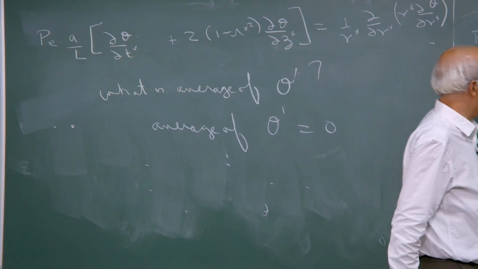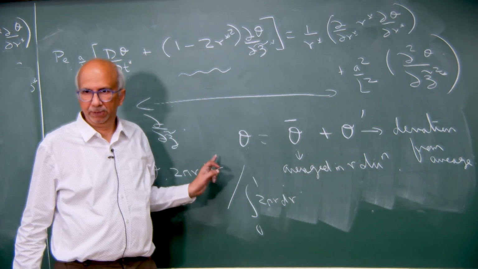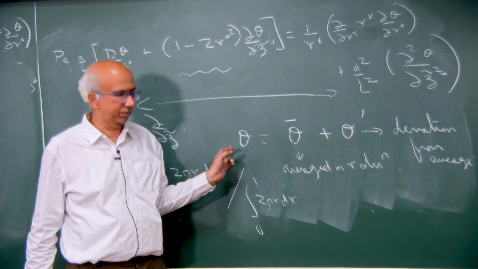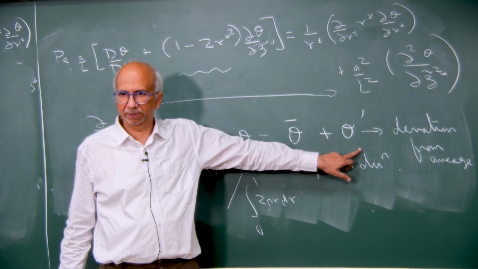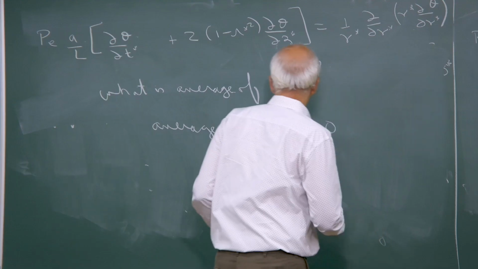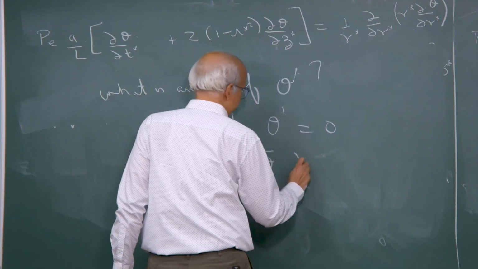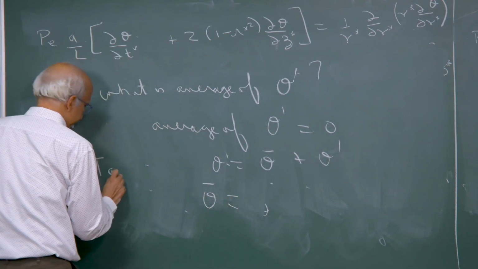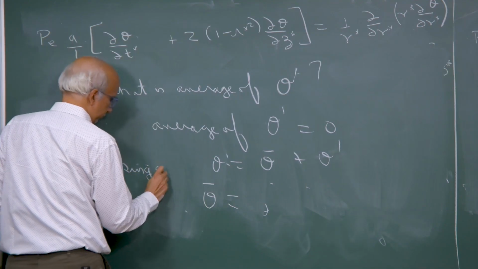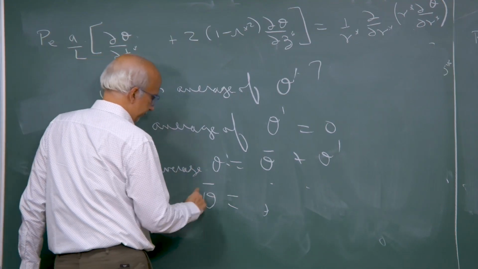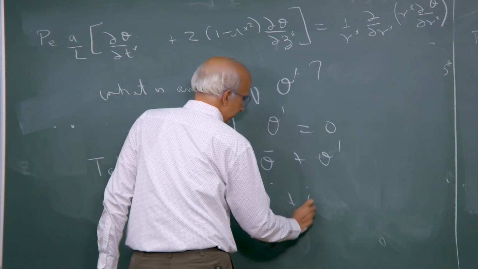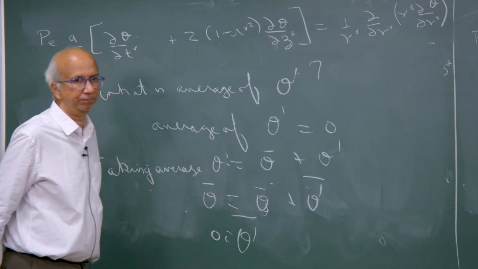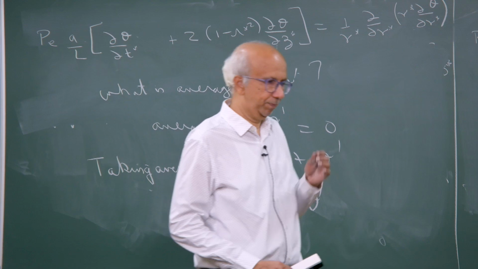Okay. How do I say that? Take the average of this expression, average of this definition of theta. So, theta bar equals theta bar plus average of theta prime. Okay. So, theta equals theta bar plus theta prime. Take average of this, I get theta bar. Taking average, theta bar is equal to theta bar plus theta prime bar. 0 equals theta prime bar. Okay.